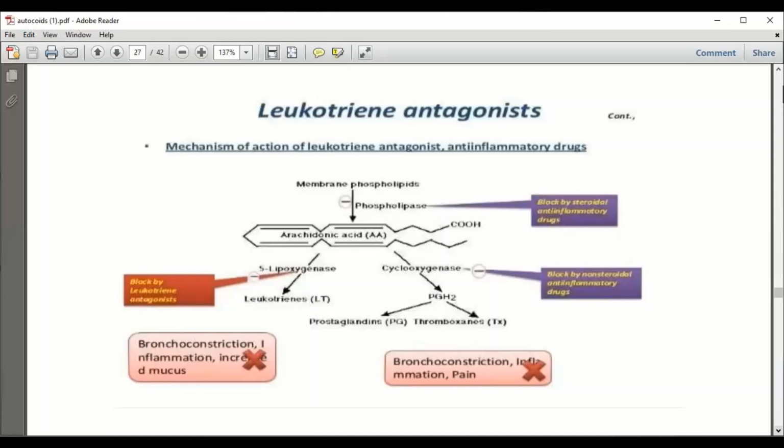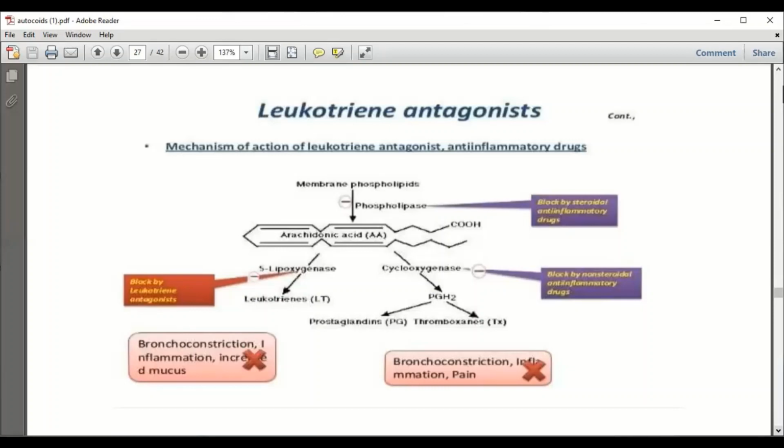At that point, that's where some drugs work. On the other side, arachidonic acid has an enzyme called cyclooxygenase, which can also convert arachidonic acid into prostaglandin H2. At this point again, you can block this enzyme with non-steroidal anti-inflammatory drugs like aspirin and brufen. Here we talk of COX-1 and COX-2.